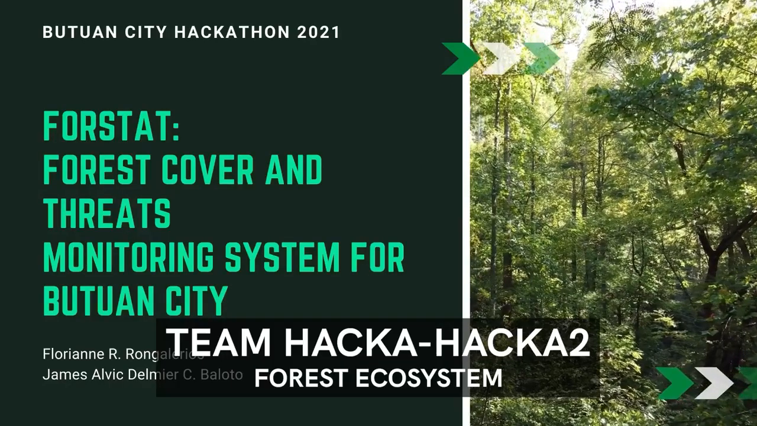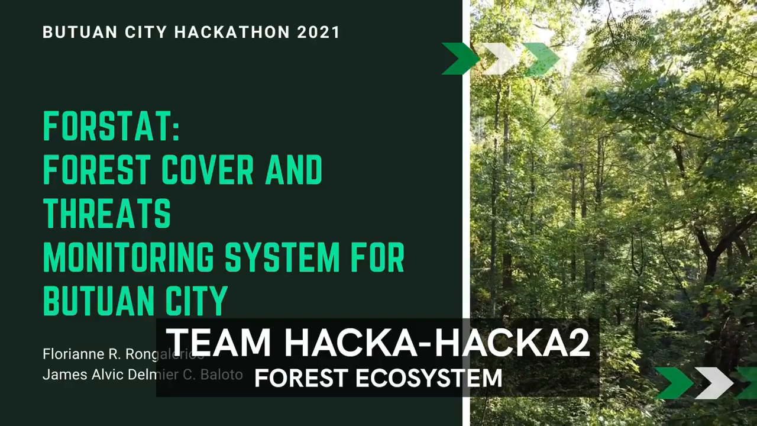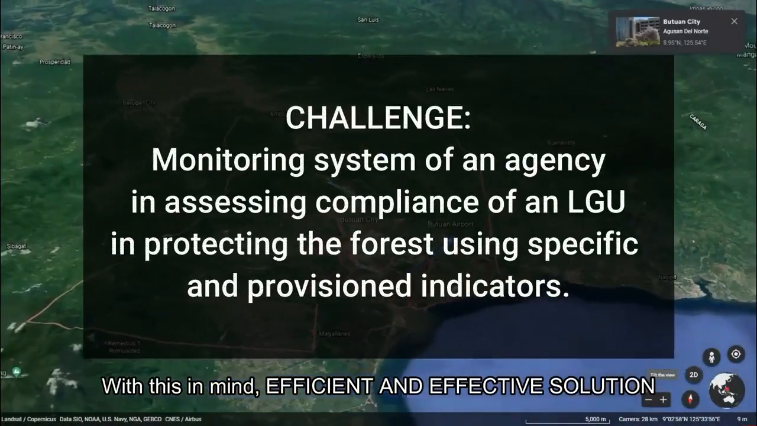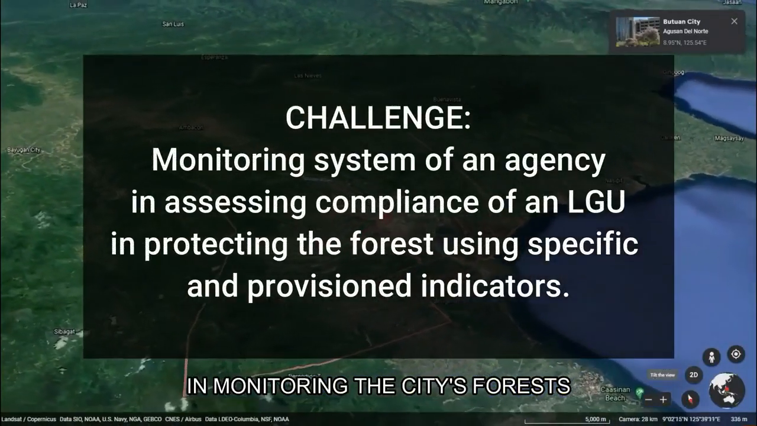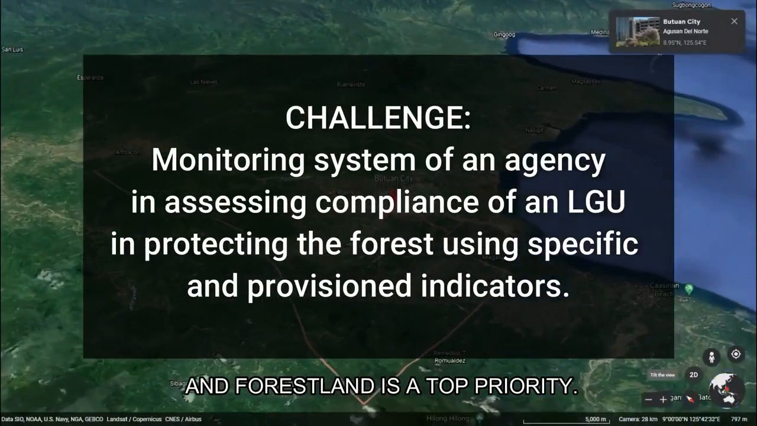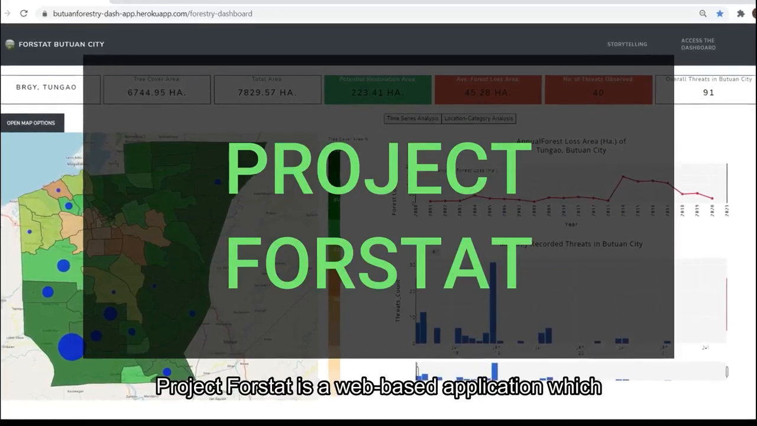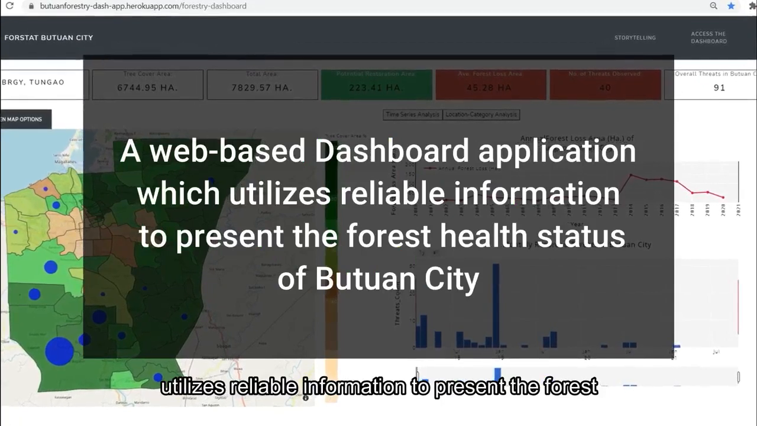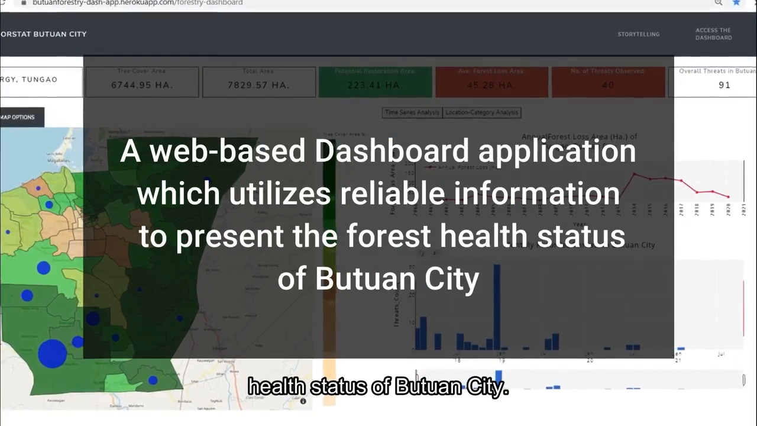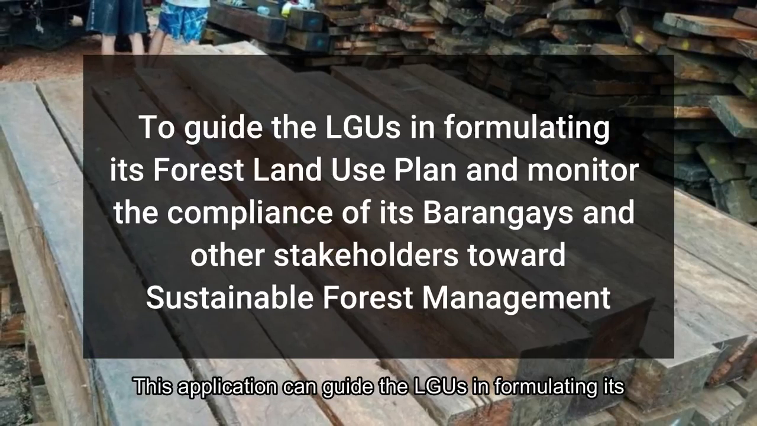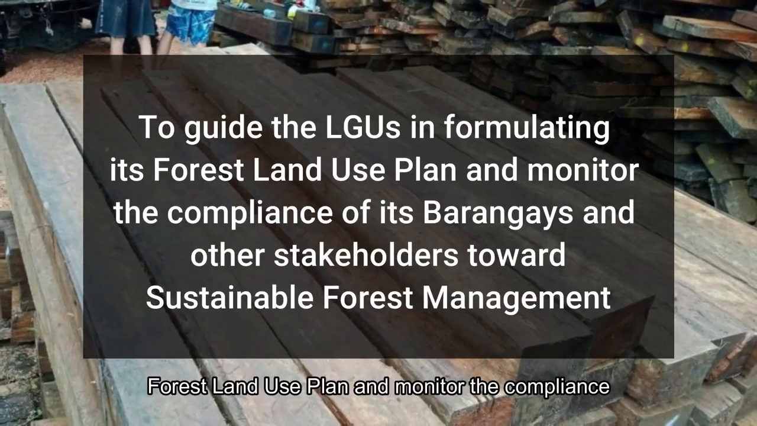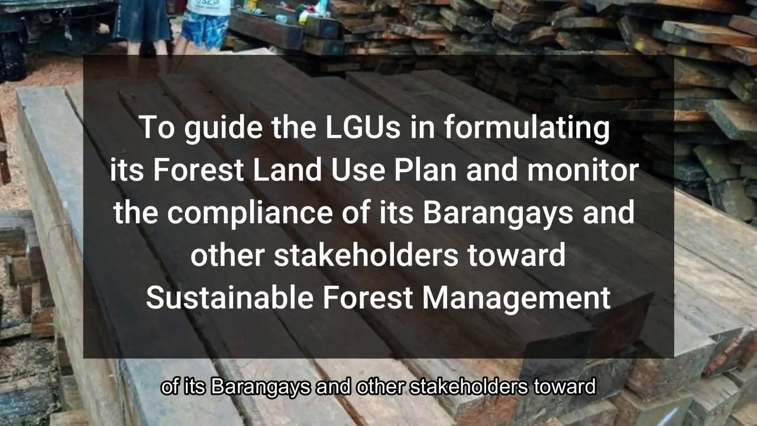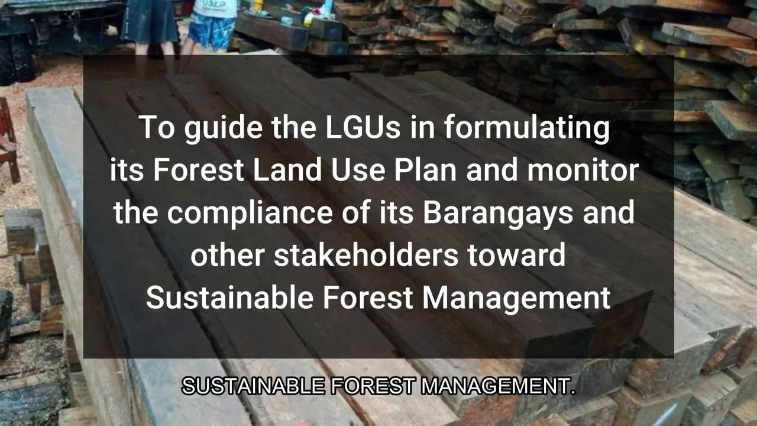And we present FOREST, Forest Cover and Threats Monitoring System for Butuan City. With this in mind, an efficient and effective solution in monitoring the city's forest and forest land is a top priority. Project Forestat is a web-based application which utilizes reliable information to present the forest health status of Butuan City. This application can guide the LGUs in formulating their forest land use plan and monitor the compliance of its barangays and other stakeholders toward sustainable forest management.